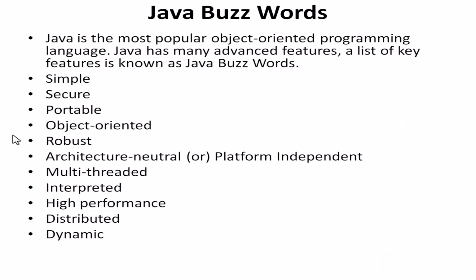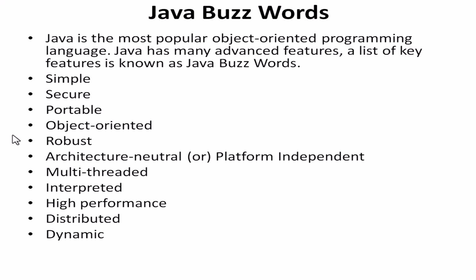Java buzzwords. Java is the most popular object-oriented programming language. Java has many advanced features, a list of key features known as Java buzzwords. The buzzwords are simple, secure, portable, object-oriented, robust, architecture neutral or platform independent, multi-threaded, interpreted, high performance, distributed, and dynamic. Let us see one by one.